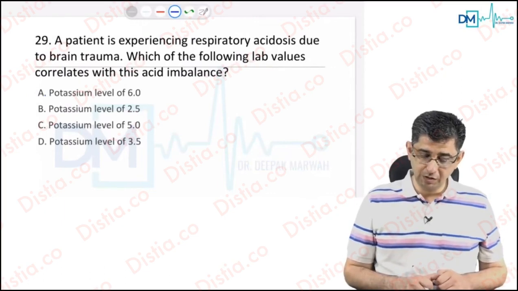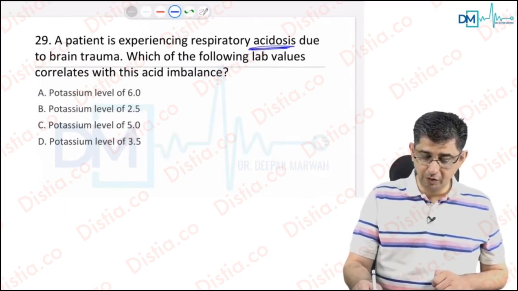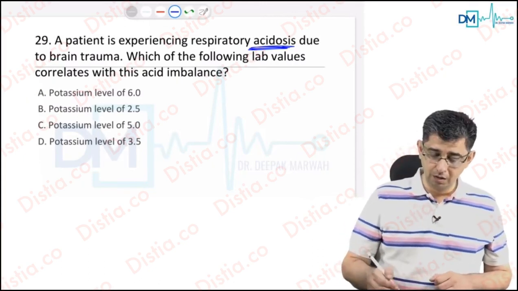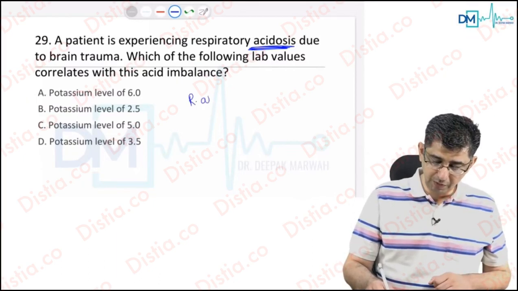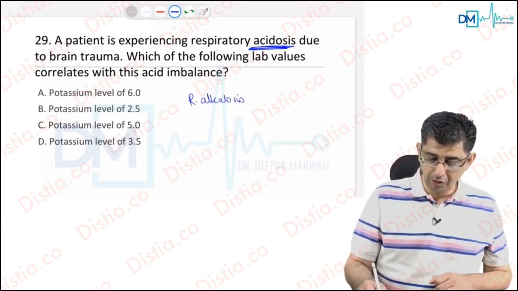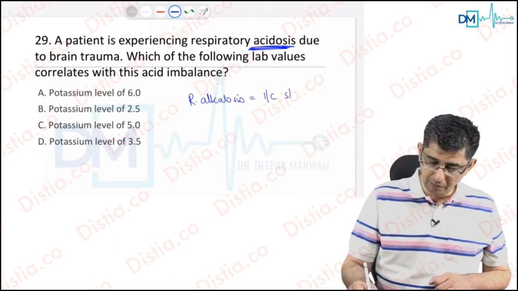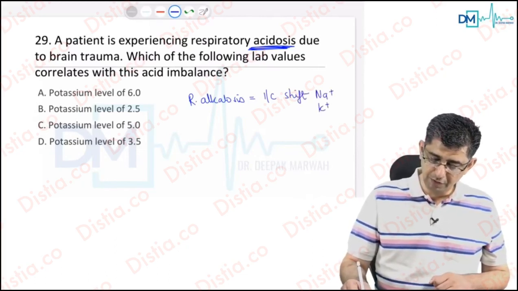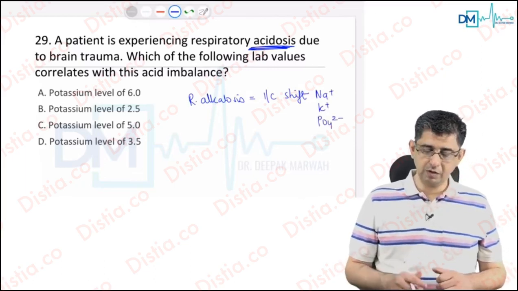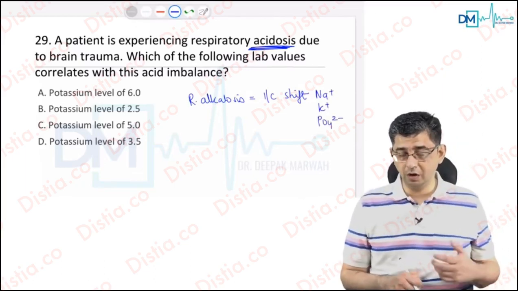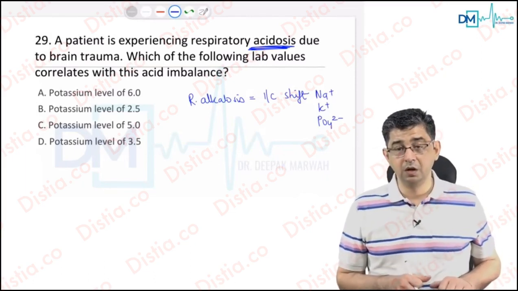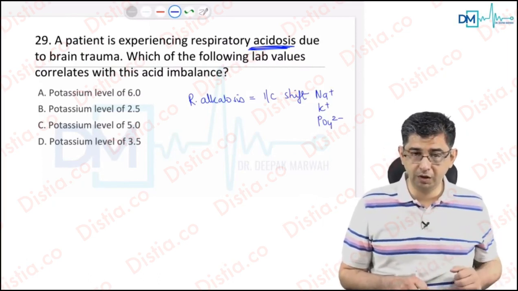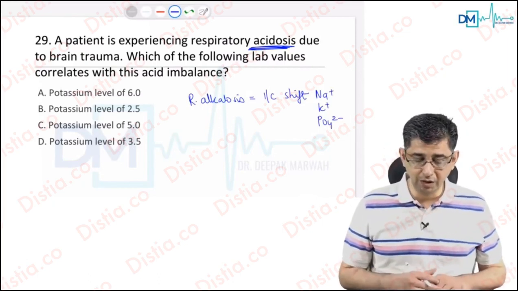A patient is experiencing respiratory acidosis due to brain trauma. Which of the following lab values will correlate with this acid imbalance? I have explained to you the fact that respiratory alkalosis contributes to intracellular shift of ions like sodium, potassium and phosphate. So in patients who are having respiratory alkalosis, you could be having hyponatremia, hypokalemia and hypophosphatemia. Reverse is true for respiratory acidosis, where these will start coming out of the cells into the blood, and when they come out into the blood, the values can increase.